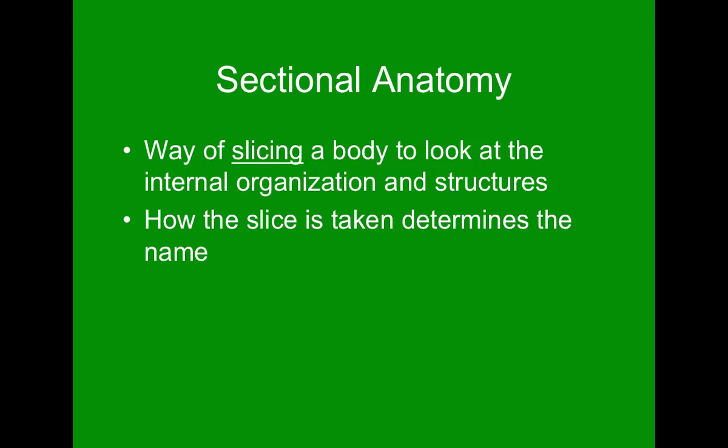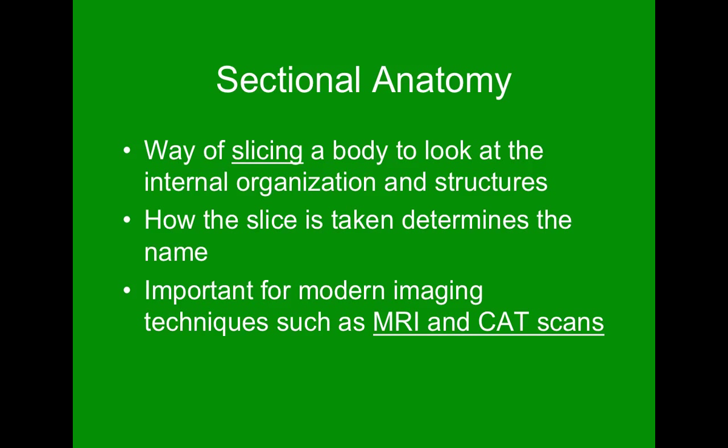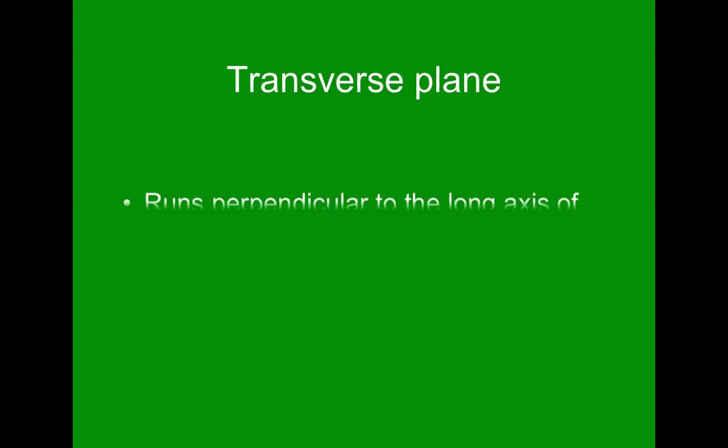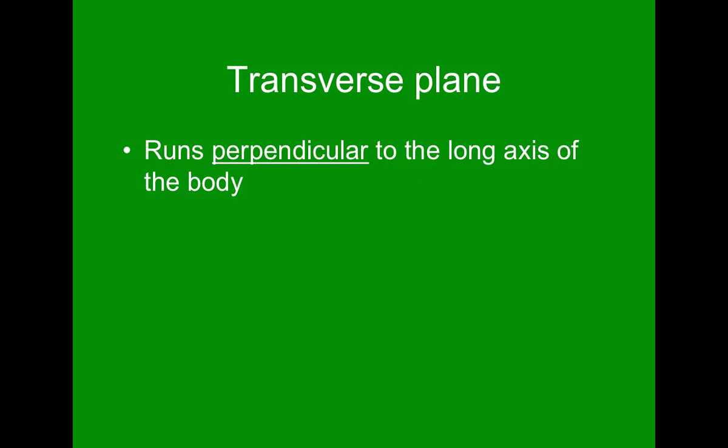This is extremely important for imaging techniques like MRIs and CAT scans, because with these pieces of equipment, you can slice the body in different ways. We have 3 sections or 3 planes along which we can actually divide the body. We're going to go through them verbally, and then I will show you them on some diagrams. The transverse plane runs perpendicular to the long axis of the body. And when we take a slice transversely, we usually refer to this as a cross-section.